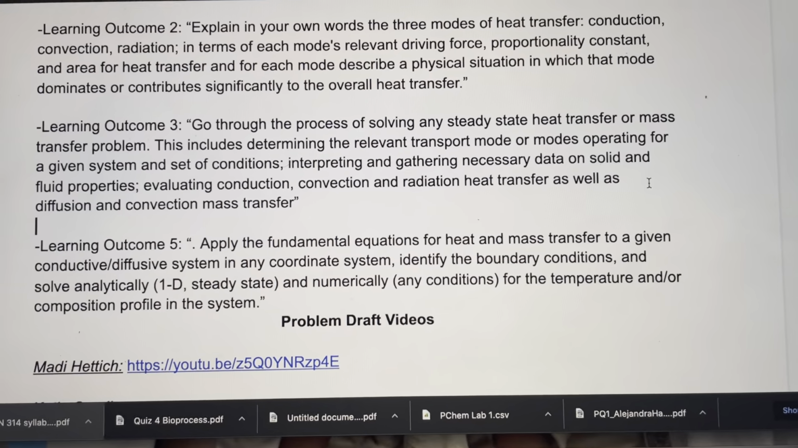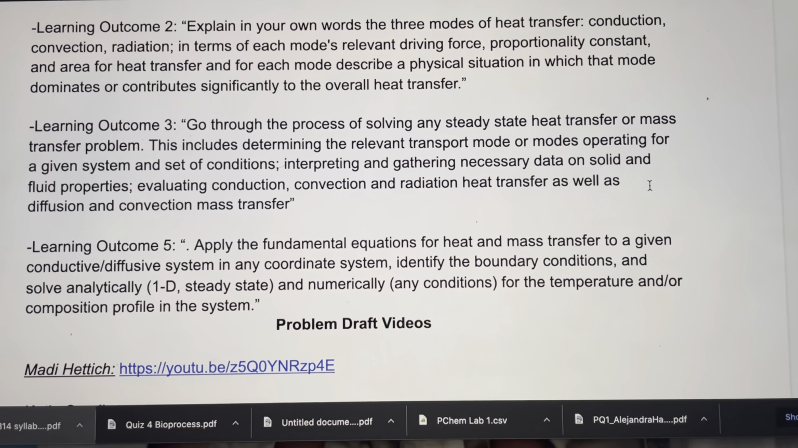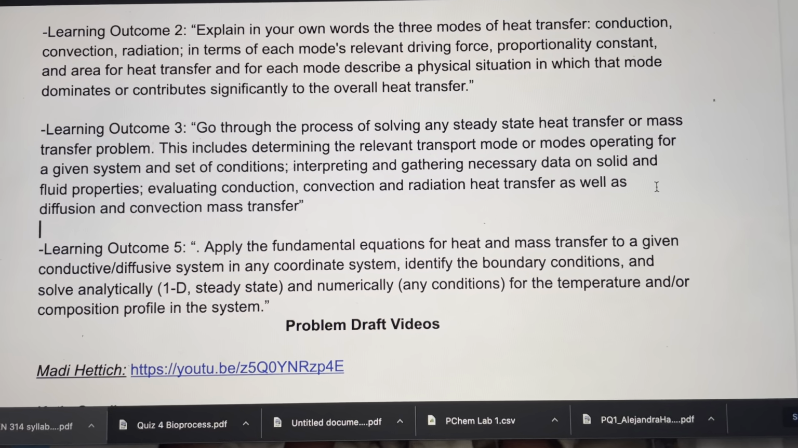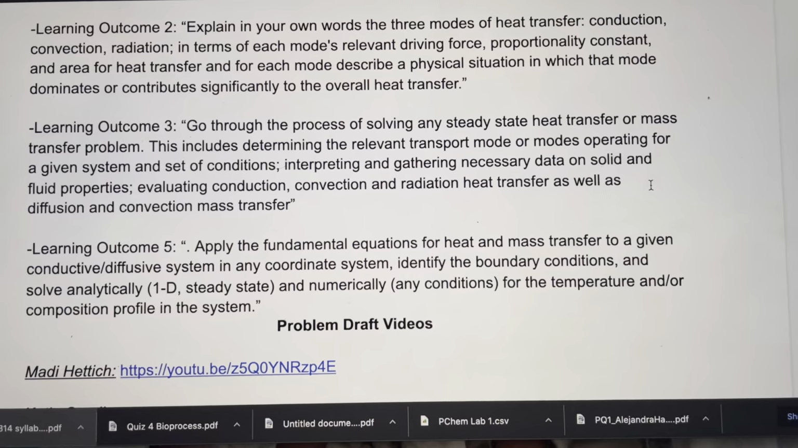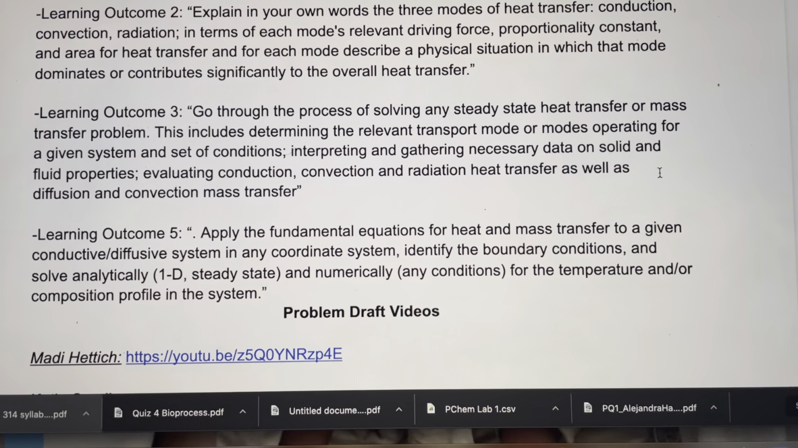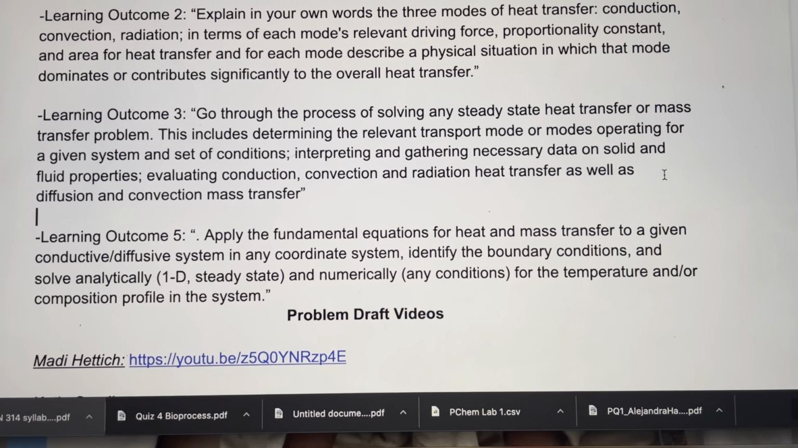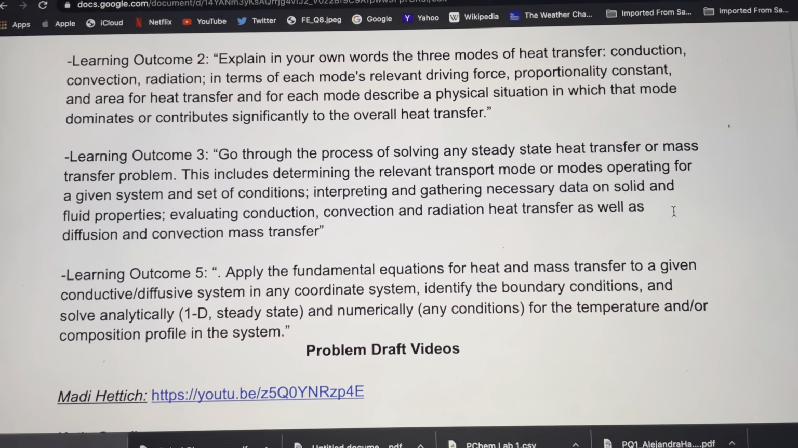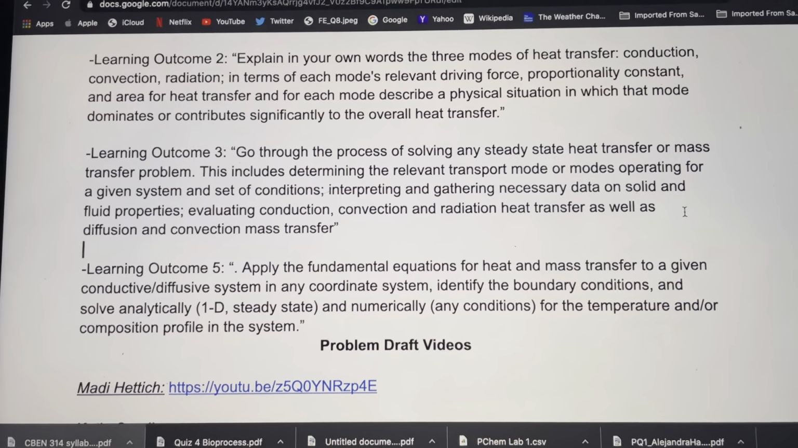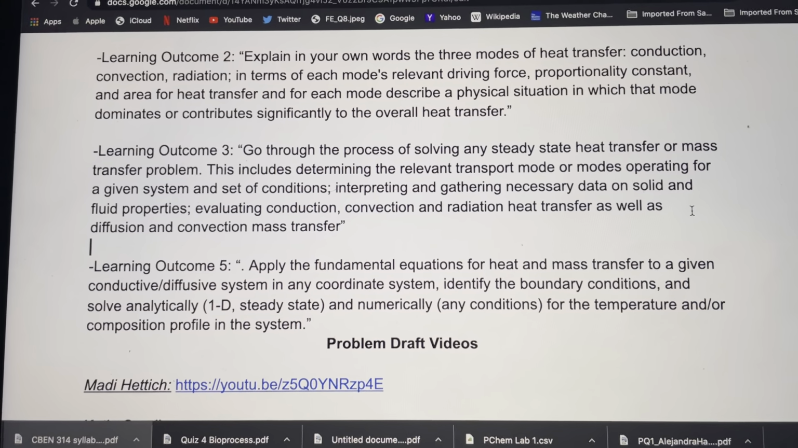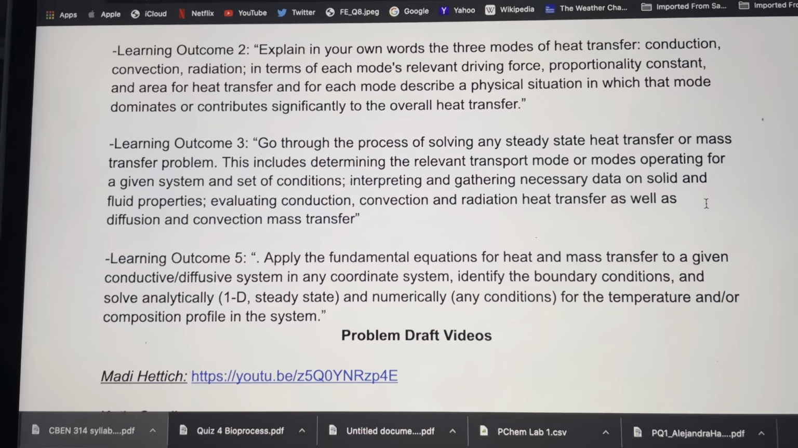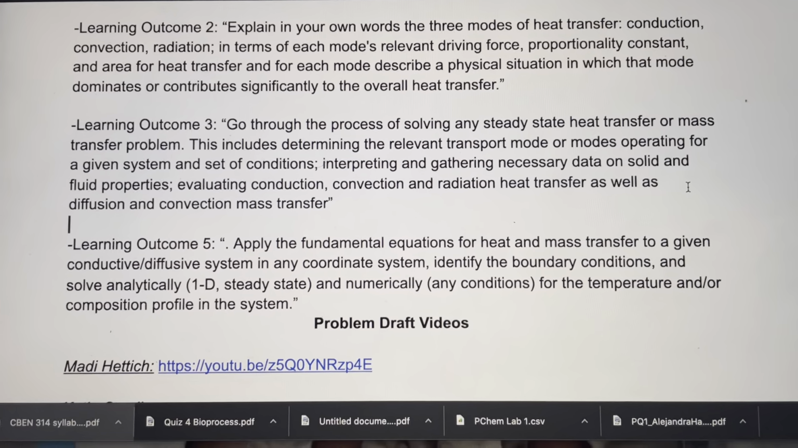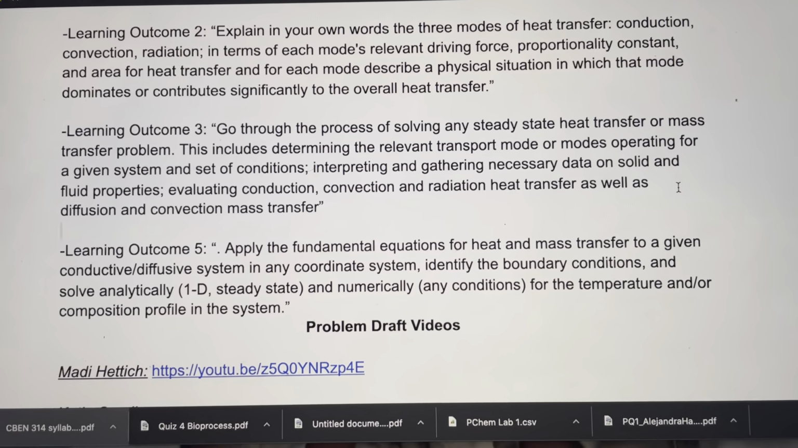For the third learning outcome, we're treating it as a steady state, one-dimensional heat transfer for simplicity at this point, and interpreting and gathering necessary data on these fluids. So there's a whole slew of parameters that we must know, like blood density, specific heat, the thickness of muscle, skin, fat, the emissivity, the density, and others, all need to be gathered to evaluate this problem.